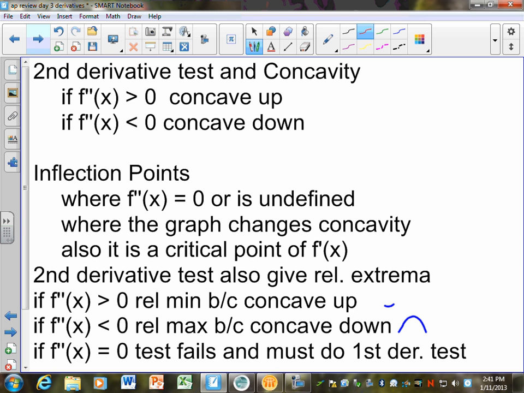Hand in hand with that are inflection points. Inflection points are kind of like your critical points of your second derivative. It's where the second derivative is equal to 0 or undefined. And if you can show that your second derivative changes sign at your inflection points, then that means that it is an inflection point.